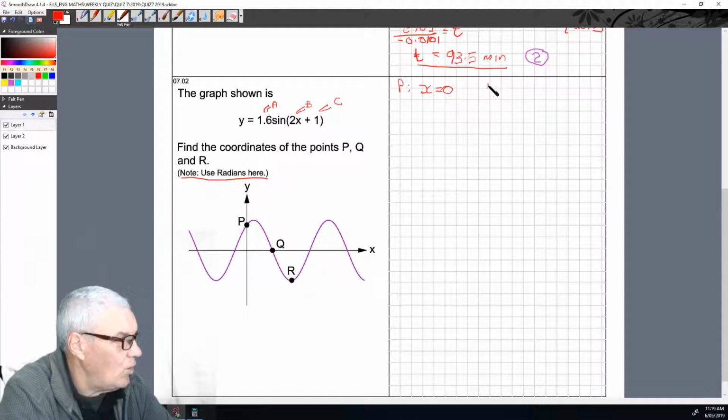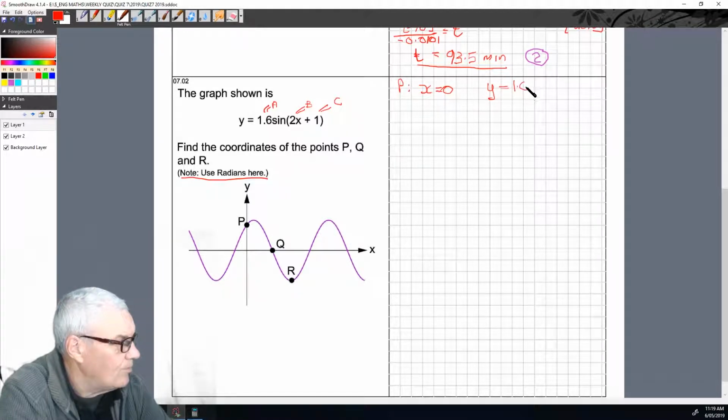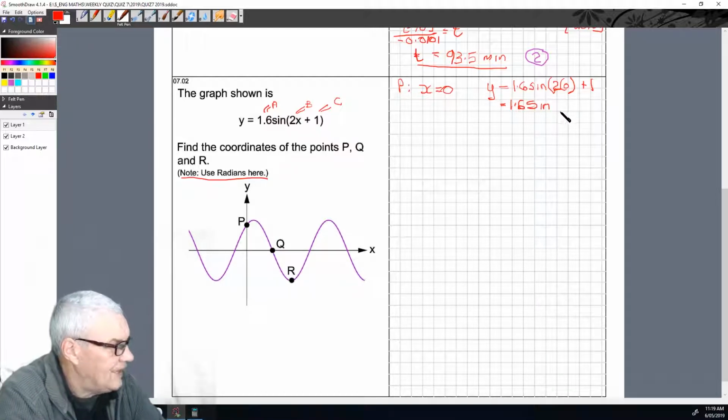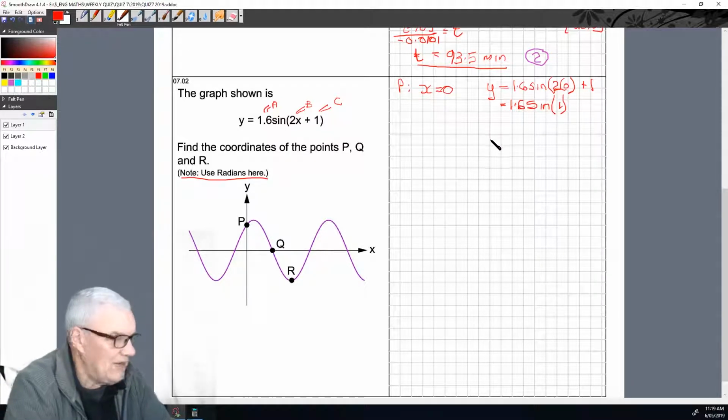Okay, so that means that y will equal 1.6 sine 2 times 0 plus 1, which equals 1.6 sine 1. Now note that that's 1 radian.